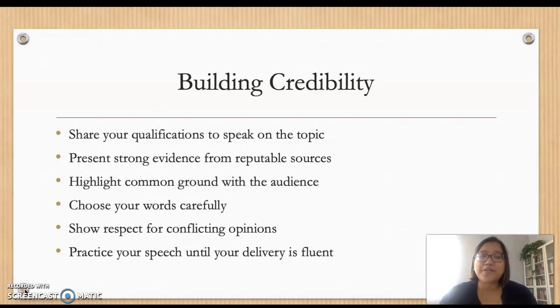And then you want to practice your speech until your delivery is fluent, because this is something that we talk about in class as well, how important it is to make sure that our delivery is fluent, because we want to make sure that the audience knows we really have a good understanding of the topic that we're talking about. And so we're not just pulling data out of thin air, but we have done a lot of research, we have read, we have practiced, and so we will look credible when we're able to deliver our speech fluently.